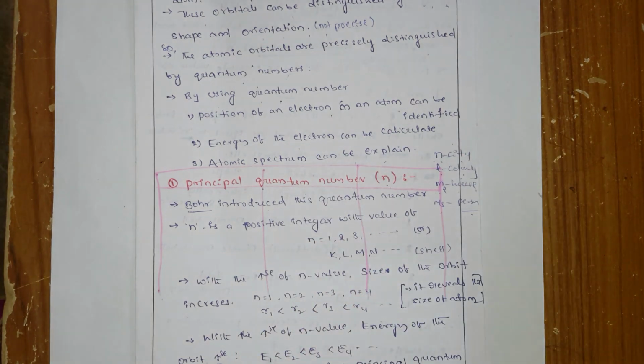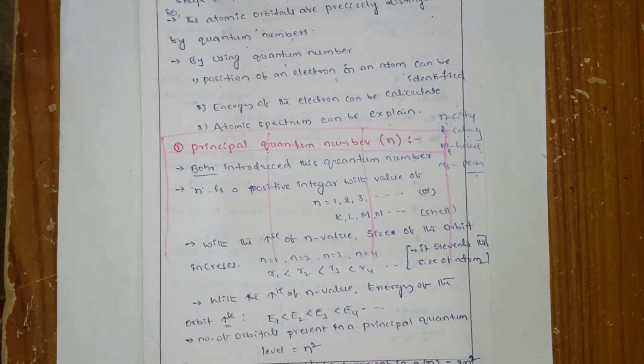Atomic spectrum. Spectrum means you learn the absorption spectra and emission spectra. That you will also explain by using the quantum numbers. Quantum numbers. So now first we can see what the principal quantum number is.